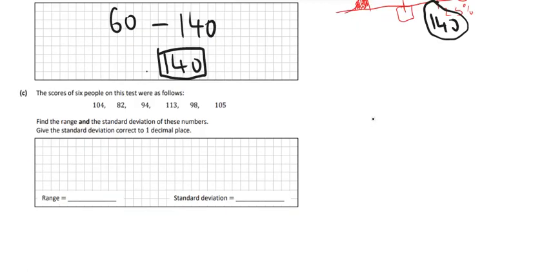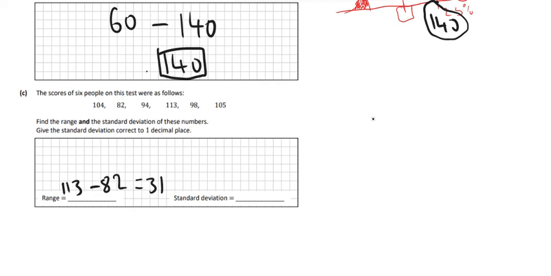Right, so part C then, it just asks for the range and the standard deviation. So they're simple enough, straightforward. It's just the standard deviation takes a good bit of working out. But range anyway is simple. It's just biggest take away smallest. So take the biggest number which is there, which is 113. And then you're going to take the smallest number which is there, which is 82. And you're just going to subtract them. And you get 31. So 31 is the range.